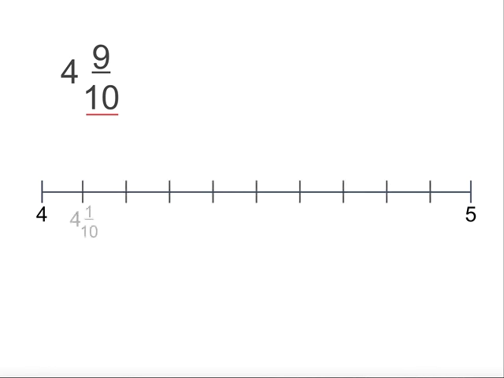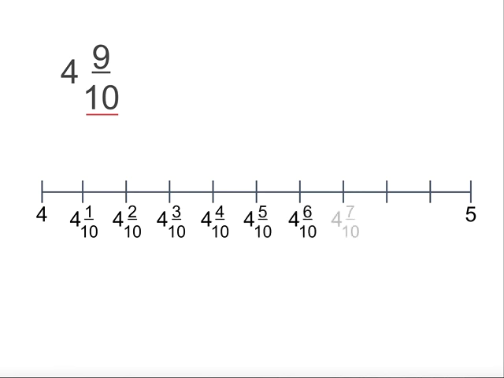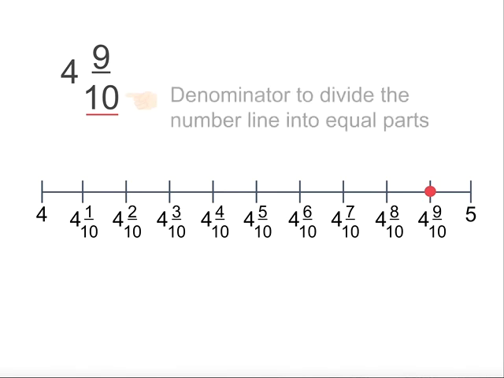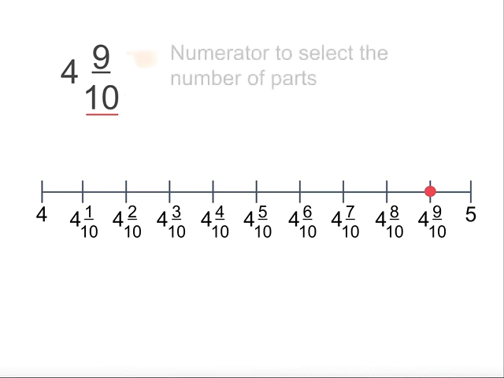We have 4 1/10, 4 2/10, 4 3/10, 4 4/10, 4 5/10, 4 6/10, 4 7/10, 4 8/10, and 4 9/10 is there. Remember, we use the denominator to know how many parts to divide the whole number into, and then we use the numerator to select the number of parts in this fraction.